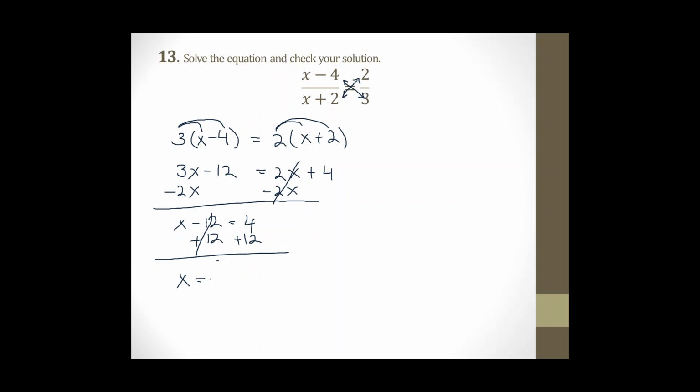And 4 plus 12 is 16. So x equals 16. I can check if I actually get a valid answer by plugging my x value back into the original equation. So that will give me 16 minus 4 over 16 plus 2, which should be equal to 2/3. So 16 minus 4 is 12, and 16 plus 2 is 18, which should be equal to 2/3.